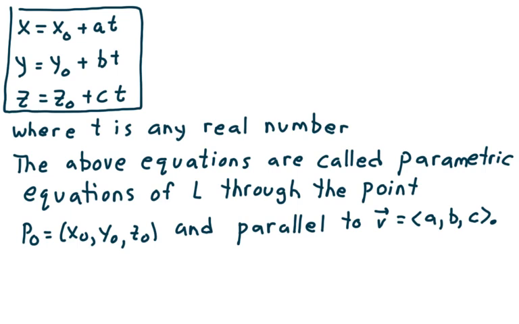Okay? Now, the above equations are called parametric equations of L through the point P naught and parallel to the vector V. Okay, so if you're given a specific point on the line and you're given a vector that runs parallel to the line, that is enough to be able to find the equation of the line.